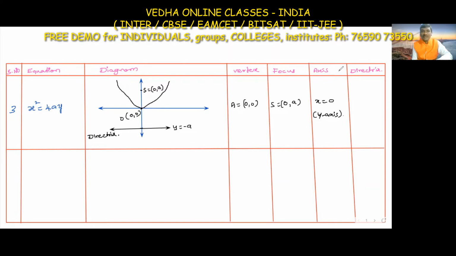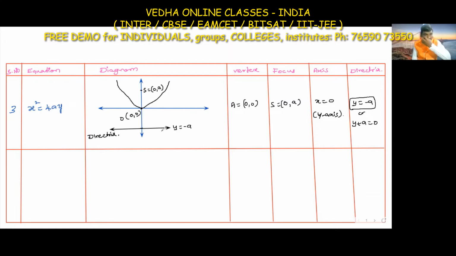And the directrix. What about the directrix here? We get the directrix equidistant from focus to vertex and vertex to directrix. The distance between these two is equal but in the opposite direction. That's why y is equals to minus A. Y is equals to plus A in the upside and minus A in the downside, or we can write it as y plus A is equals to 0.